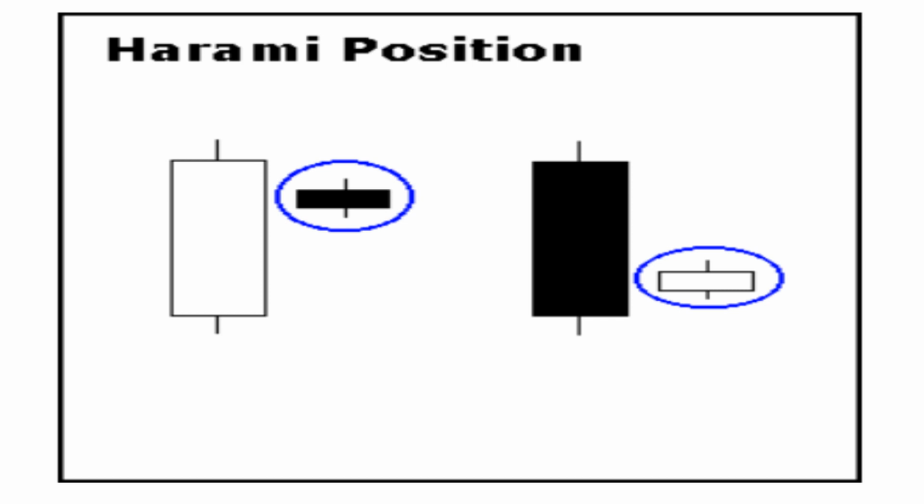The shadows, high/low, of the second candlestick do not have to be contained within the first, though it is preferable if they are. Doji and spinning tops have small real bodies, meaning they can form in the harami position as well. There are also several 2 and 3 candlestick patterns that utilize the harami position.